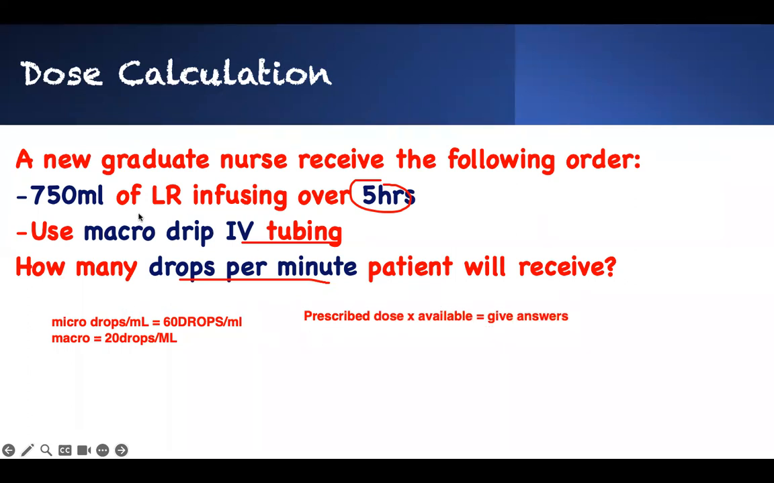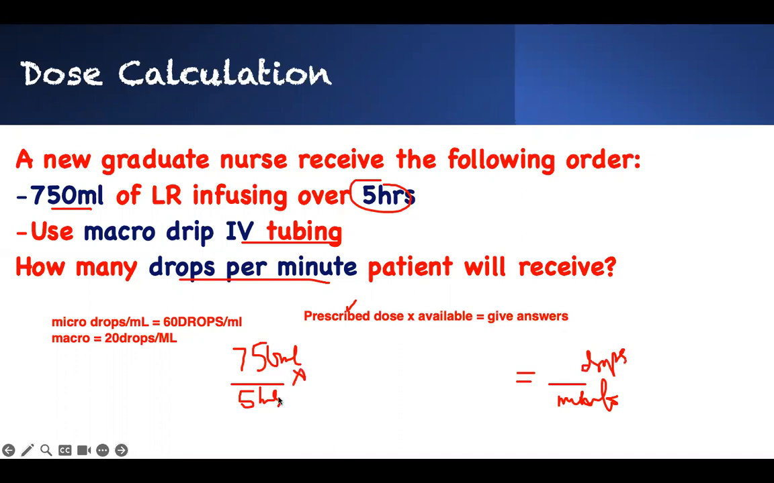What is my prescribed dose? They give me 750 lactated Ringer's over 5 hours. So 750 ml of lactated Ringer's over 5 hours. Then I go and look at the answer choice. I need drops. As soon as I write my prescribed dose, I need to look at the answer. I need drops per minute. That means my answer should have minutes at the bottom, and then on top is what? Drops. So I write it here like that.